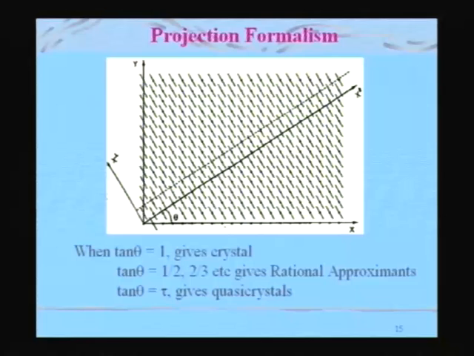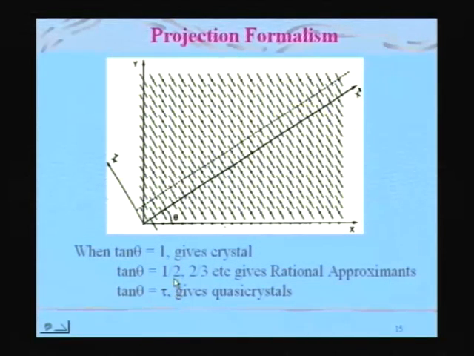Instead of this tan theta being 1, if this tan theta has certain finite values such as 1 by 2, 2 by 3 like that, then you get what are called rational approximants. I said certain crystal structures which have some similarity with quasicrystals, these are what are called rational approximants. So the distances between the projected spots will be such that they will not be periodic, but at the same time they will not be quasi-periodic also. And if this tan theta is tau, 1.618, that is when you get a quasicrystal.